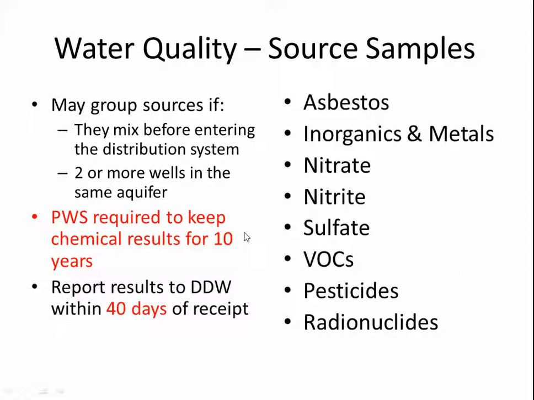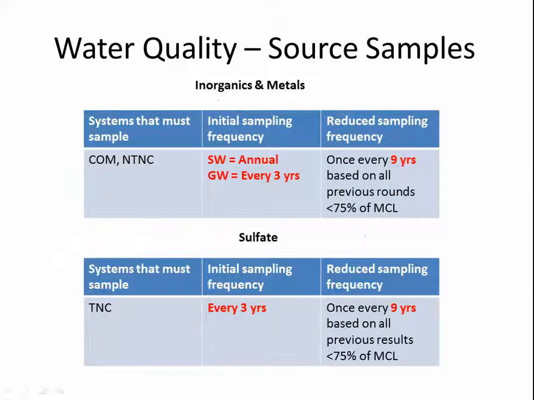You remember that a public water system is required to keep bac-T results for 5 years, while chemical results are required to be kept for 10 years. And then you report the results to the division within 40 days of receipt for these chemicals right here. Okay. So let's go through some of these. Well, let's go through all of them.